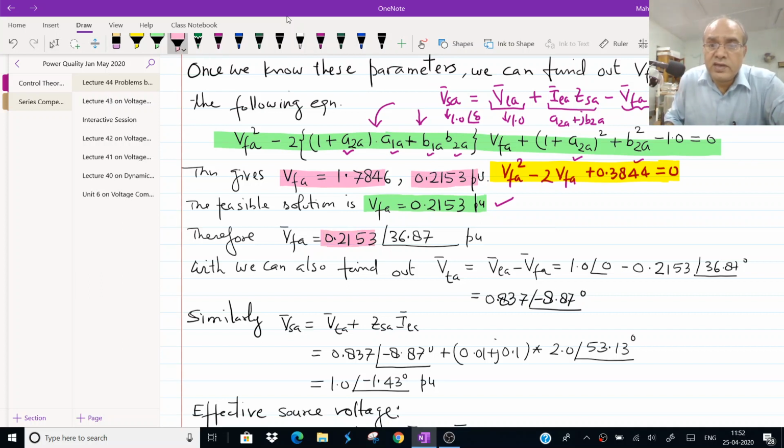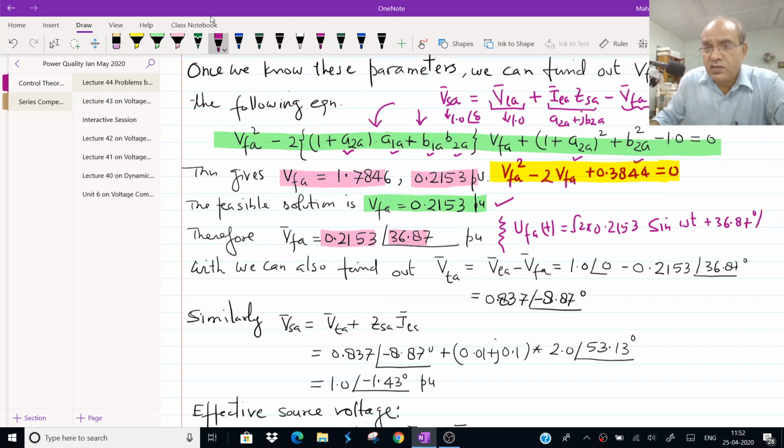So we know the magnitude and phase angle, and therefore we can find out its expression in the time domain. I can write like this, that VFA, what you will compensate, VFA as a function of time will be root 2 of 0.2153 sine of omega t plus 36.87. This is the time domain expression for the DVR, and this voltage has to be realized using the voltage source inverter.